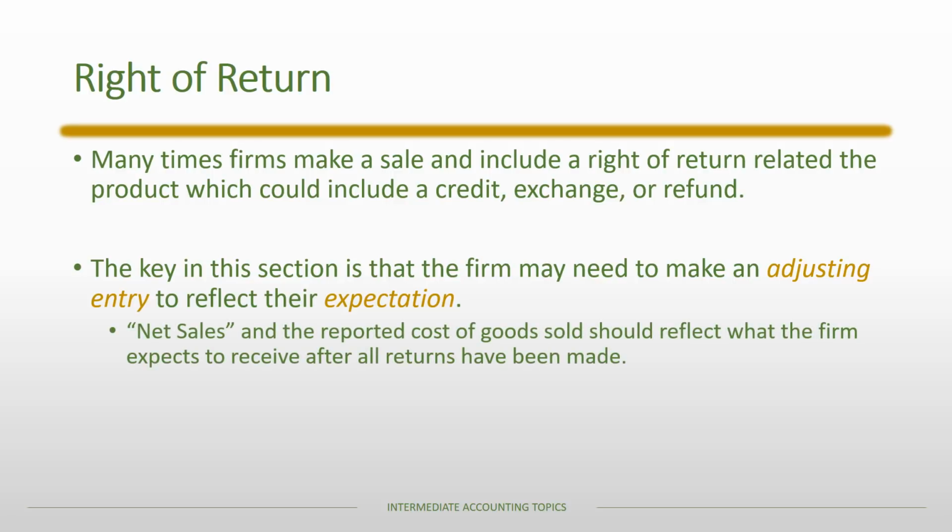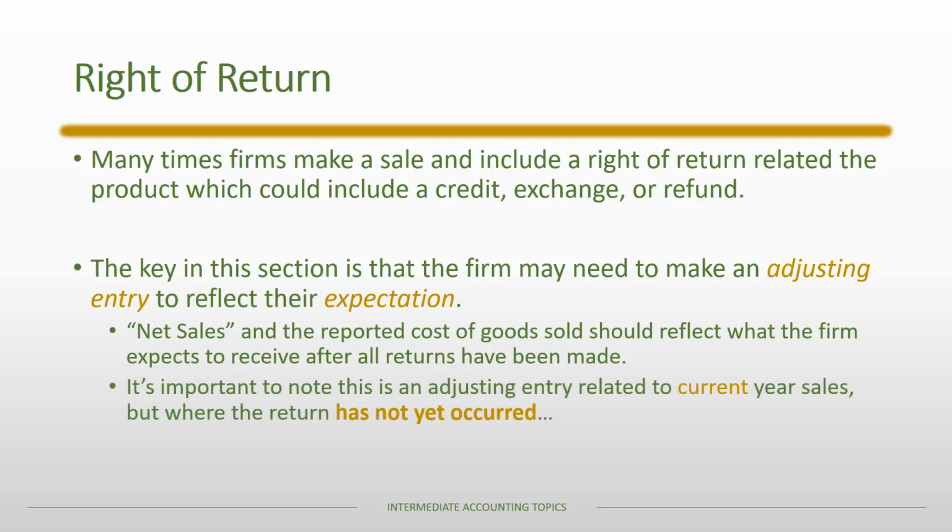In other words, in their financial statements, they might have net sales and reported cost of goods sold that, as far as their current measure in the year, meaning the sales they've had to that point, the returns they've had to that point, and what they've recorded as cost of goods sold, may not really reflect their expectation. There may be some returns that have yet to be made. And so the key is that we have an adjusting entry that may be necessary based on current year sales, but where the return has not yet occurred.